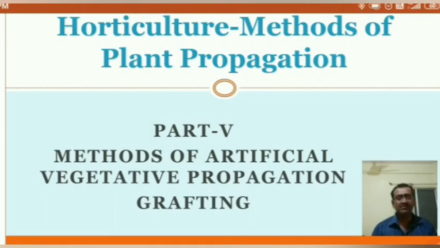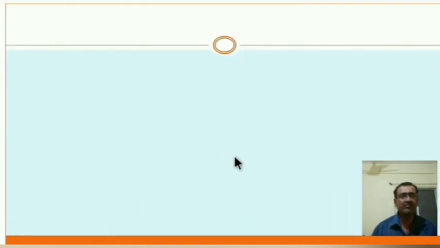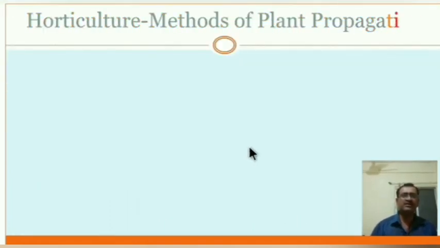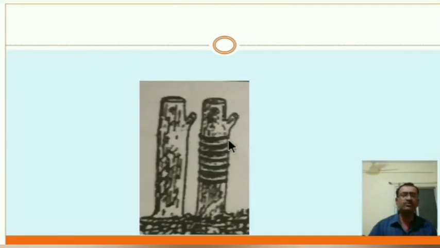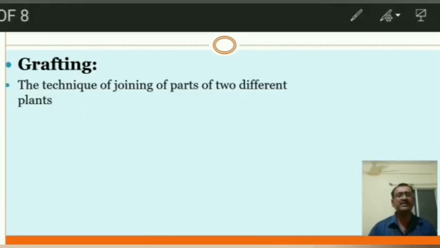That means the first plant has a good root system and the second one has the ability to produce a good amount of flowers and fruit. For that purpose, grafting is essential here. Let us see the next point, grafting. Grafting is the technique of joining two parts of any two plants, and that is known as grafting.